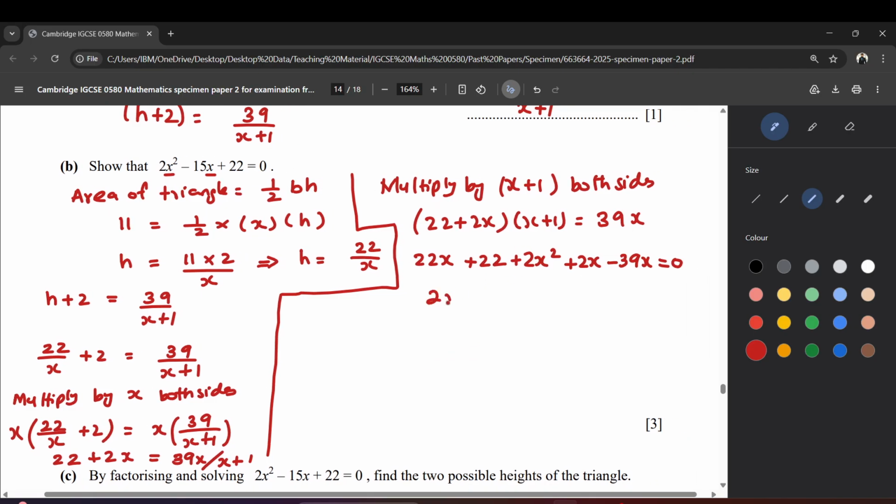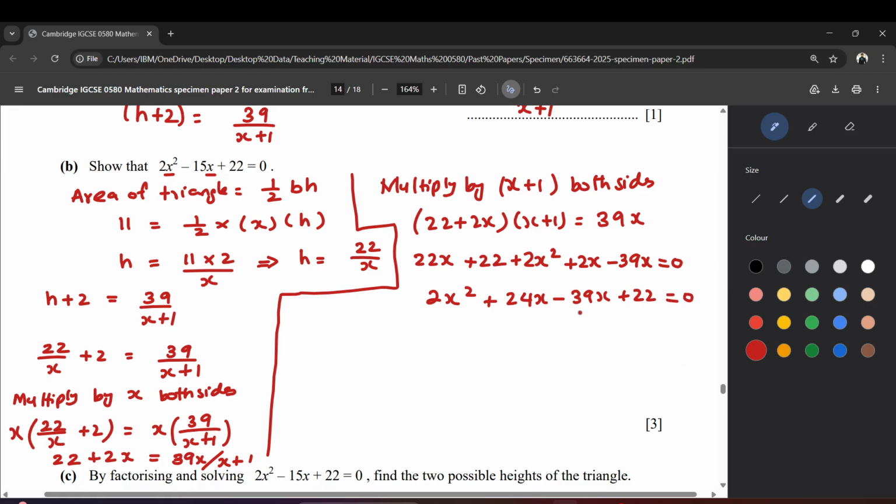You have 2x squared. First you write down the term with the highest power. Then you have 22x plus 2x minus 39x. Okay, 22x plus 2x, that is 24x. Okay, you have 24x minus 39x, and then over here you have plus 22 equals to 0.